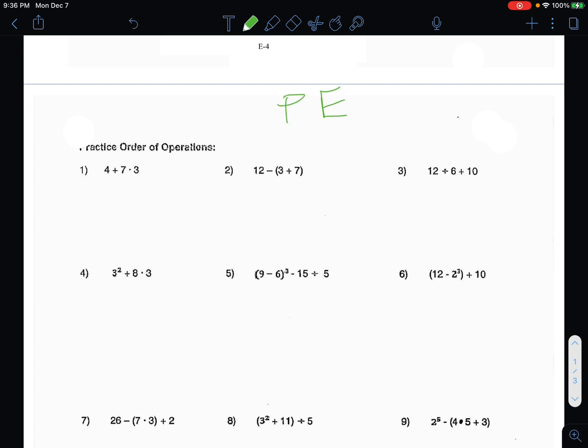Remember, the P stands for parentheses, E stands for exponents, M and D go together, and A and S go together. M and D is multiplication and division, and then addition and subtraction go together. We'll explain more of that later.